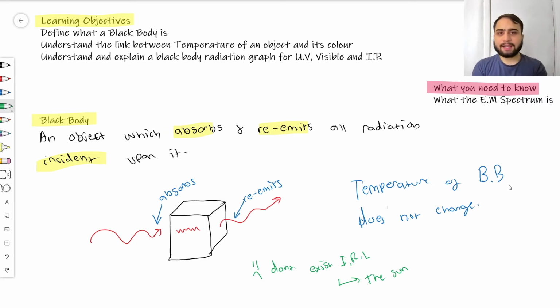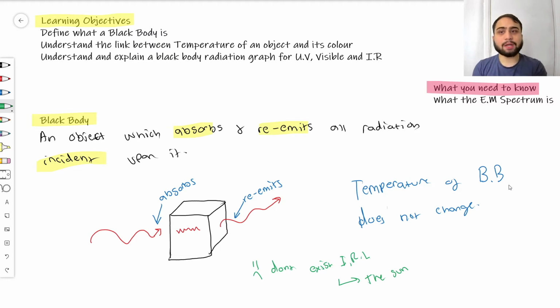But in nature, the closest we can get to a blackbody is stars, right? The sun. They emit and they absorb and re-emit pretty much all of the radiation incident upon them. But as you know, in real life, you can never get to 100%. So that's why they don't exist in real life.